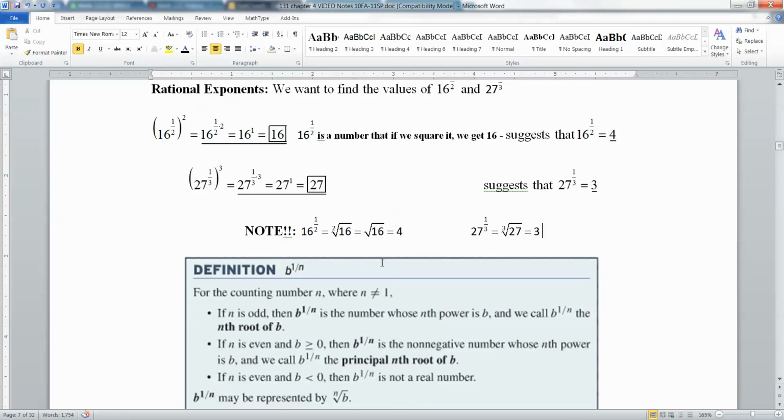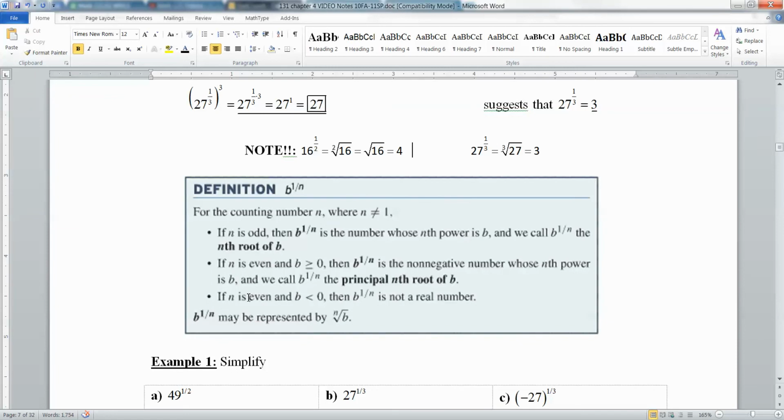And then if n is even, like 2 over here, if n is even and b is greater than 0, which it was for us, it's 16, right? So if that's the case, then that's called the principal nth root of b. So 4 is called the principal square root of 16, okay? Because 4 times 4 makes 16.